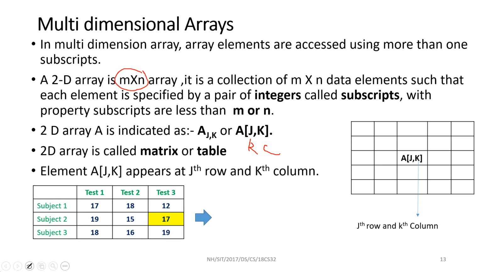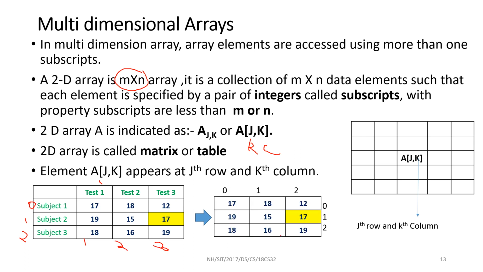For example, these values are tabulated in this way: a table, a matrix. These are the marks obtained for subject 1, subject 2, subject 3. The row indexes are 0, 1 and 2, and the column indexes are 1, 2, 3. This is represented like this. So my array name A, A of 0, comma 0 means this one. A of 0,1 is 18. A of 0,2 is 12, like that.